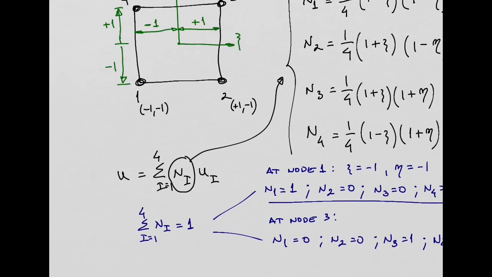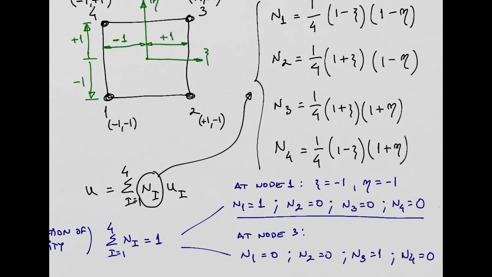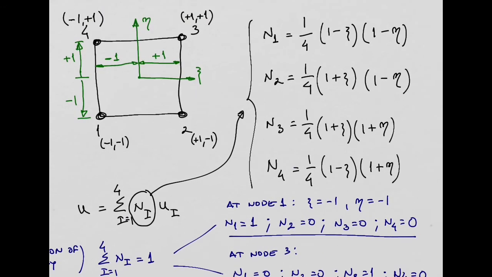And this is the partition of unity, which is a very important property for the definition of the finite elements and the shape functions, okay? So these are the shape functions we are going to work with for this element.